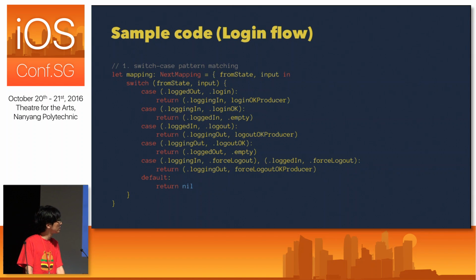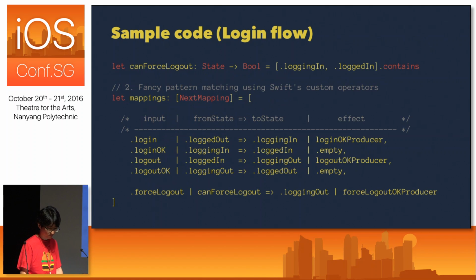So far, it seems good, but this code seems a bit difficult to read, right? So here's a technique. I used Swift's custom operators to support a markdown table-like syntax. So this seems easier to read, right?